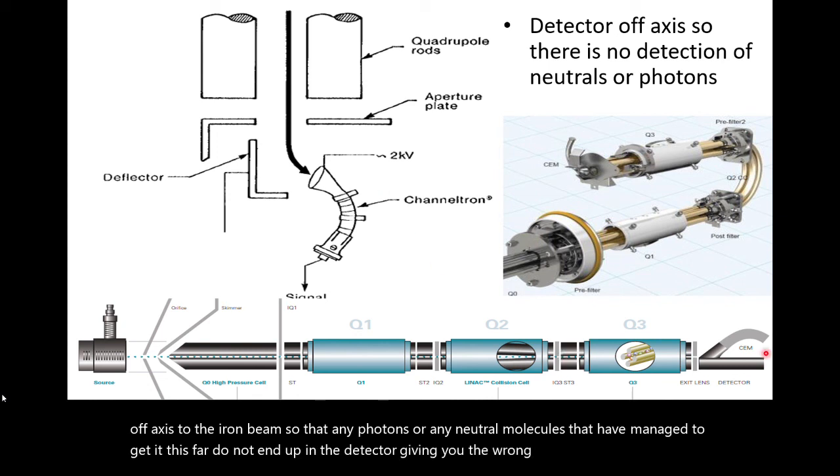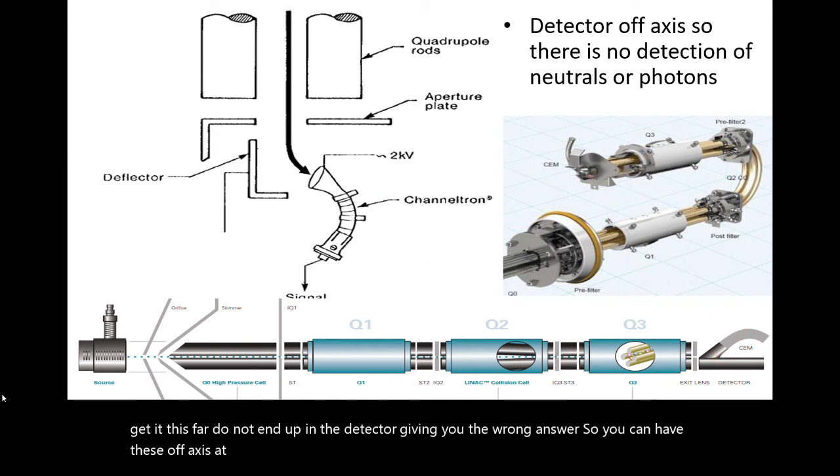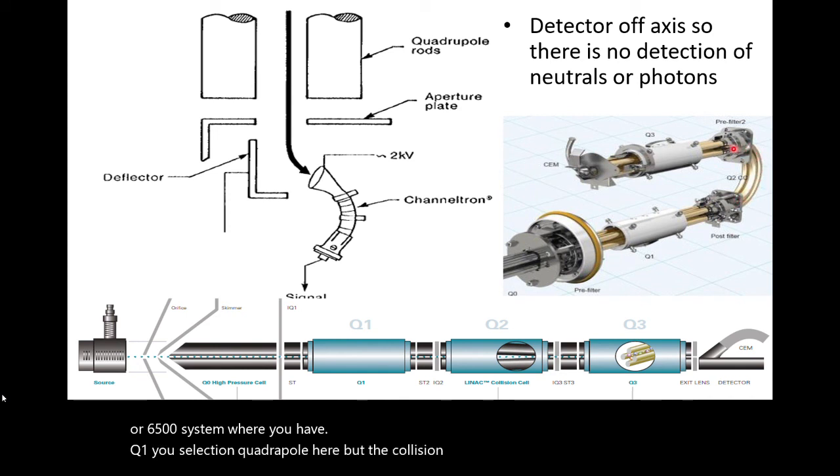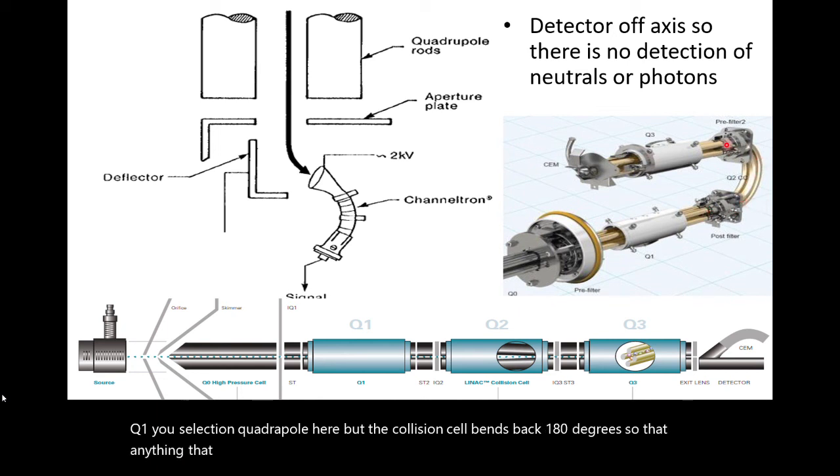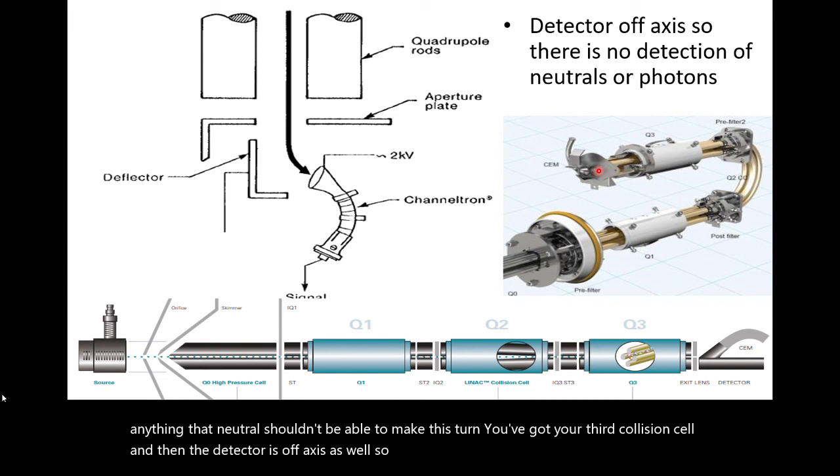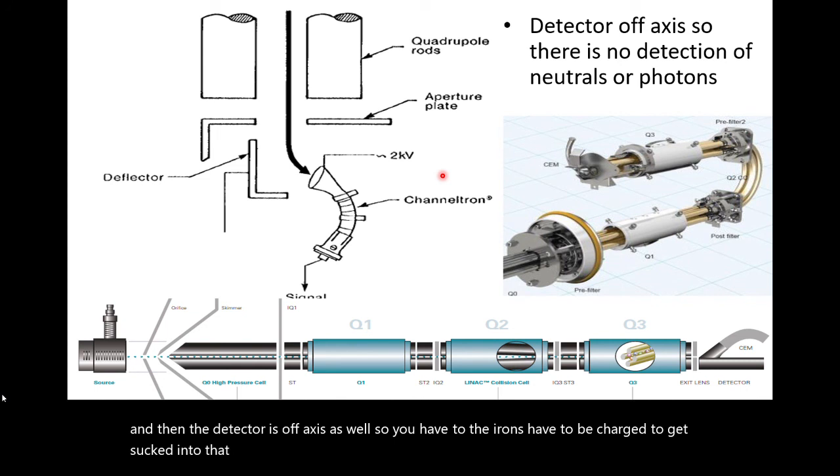So you can have these off axis at the end of the detector, or in this case, a SciX 5500 or 6500 system, where you have Q1, your selection quadrupole here, but the collision cell actually bends back 180 degrees so that anything that's neutral shouldn't be able to make this turn. You've got your third collision cell, and then the detector is off axis as well. So the ions have to be charged to get sucked into that detector so that you're not detecting neutrals, which can lead you down the garden path.